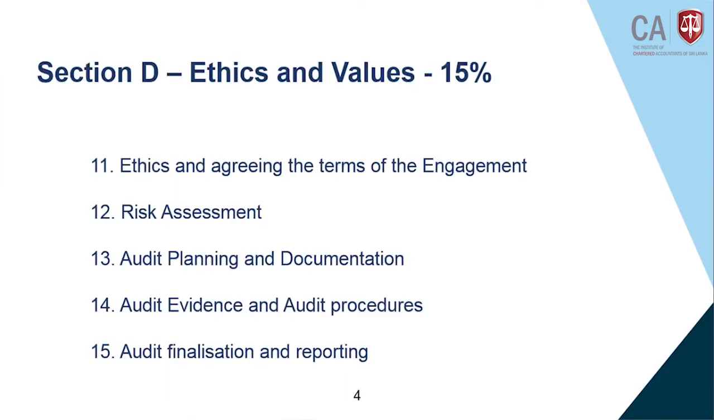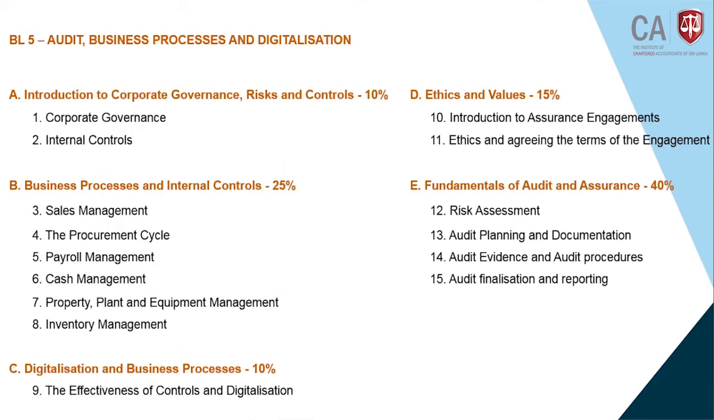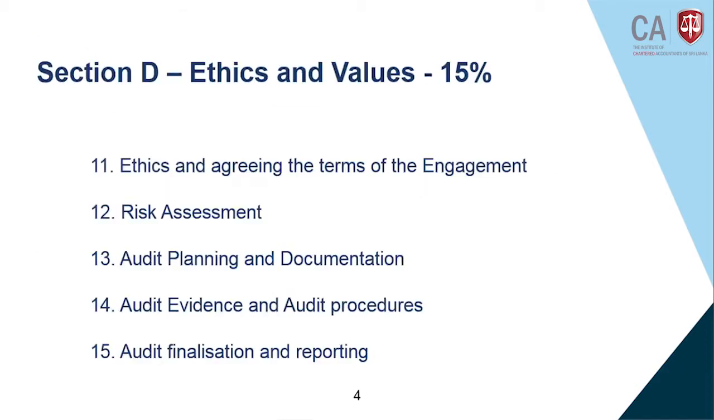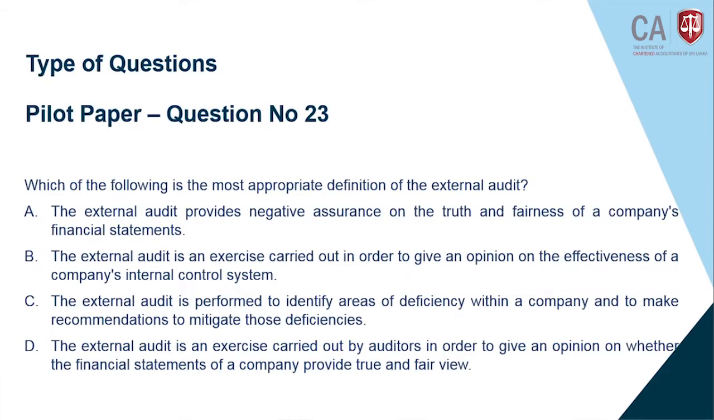Right. So then basically section D, ethics and values, 15% and fundamentals of audit and assurance 40%, altogether 55%. In that 55%, basically there are 6 chapters. Out of that we have already discussed. So what type of question will come in today's webinar? This type of question will come.